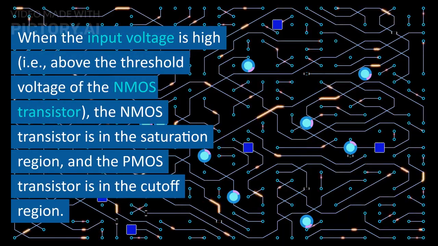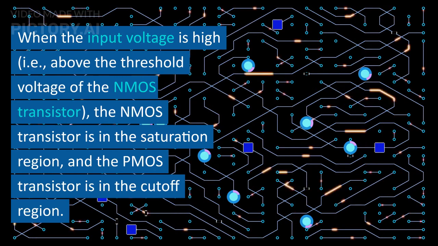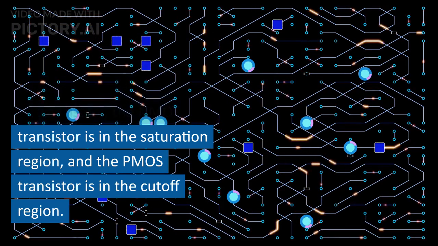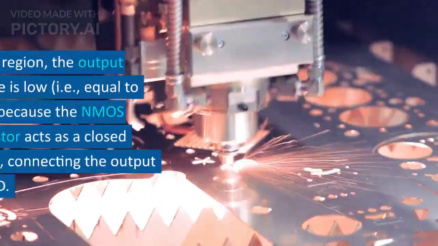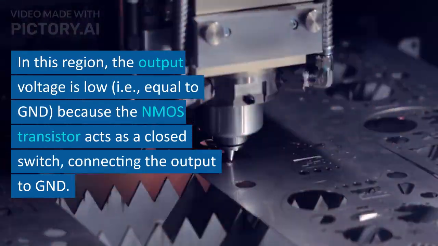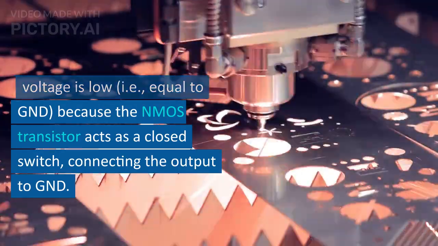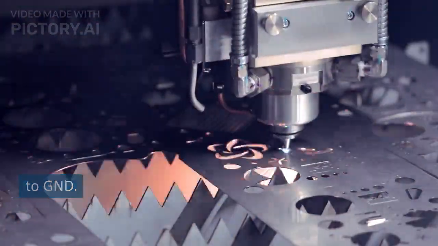When the input voltage is high, i.e., above the threshold voltage of the NMOS transistor, the NMOS transistor is in the saturation region, and the PMOS transistor is in the cutoff region. In this region, the output voltage is low, i.e., equal to GND, because the NMOS transistor acts as a closed switch, connecting the output to GND.